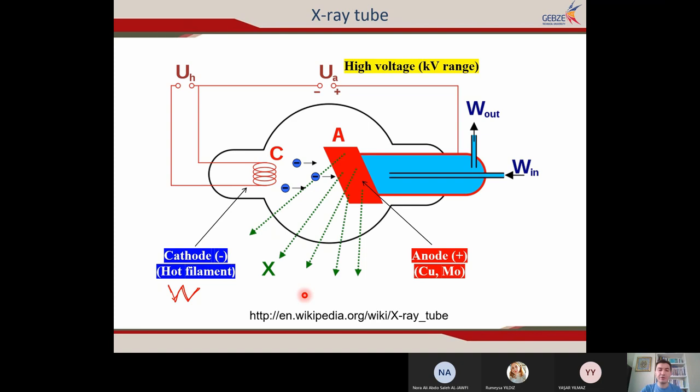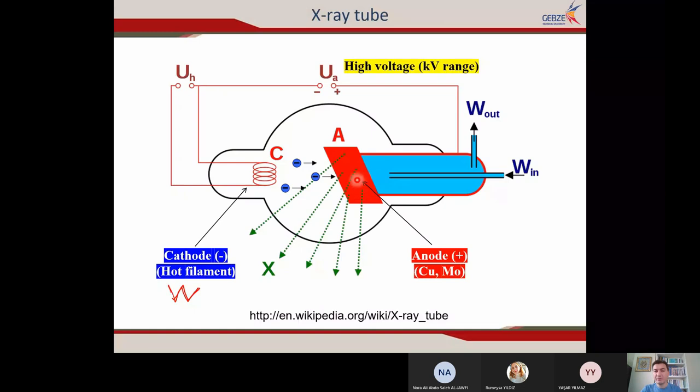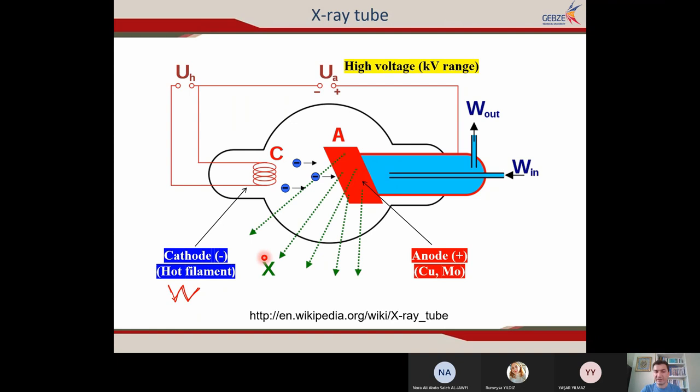So how to produce X-rays here? I will go into a little bit of detail. There are two main mechanisms, and there are two types of X-rays within that X-ray beam. One is characteristic radiation, discovered by Barkla, and the other one is the continuous spectrum. So what is characteristic radiation? What is the continuous spectrum? Let me start with the continuous spectrum.